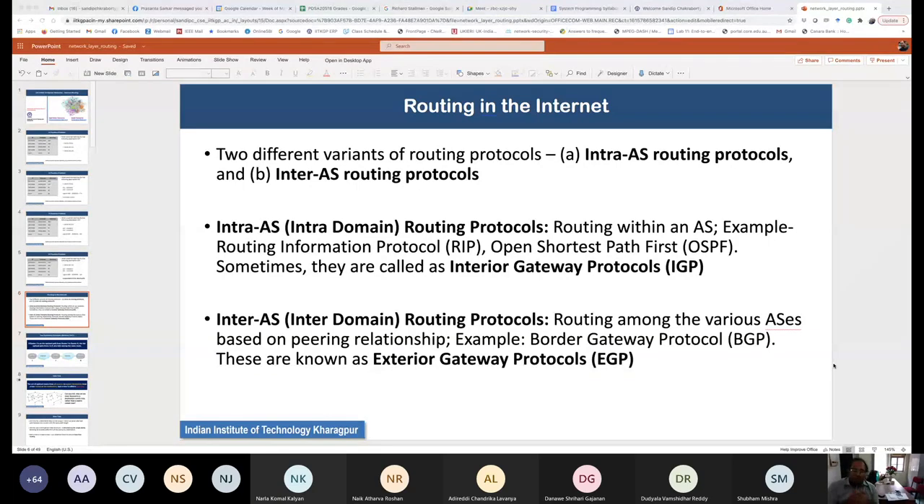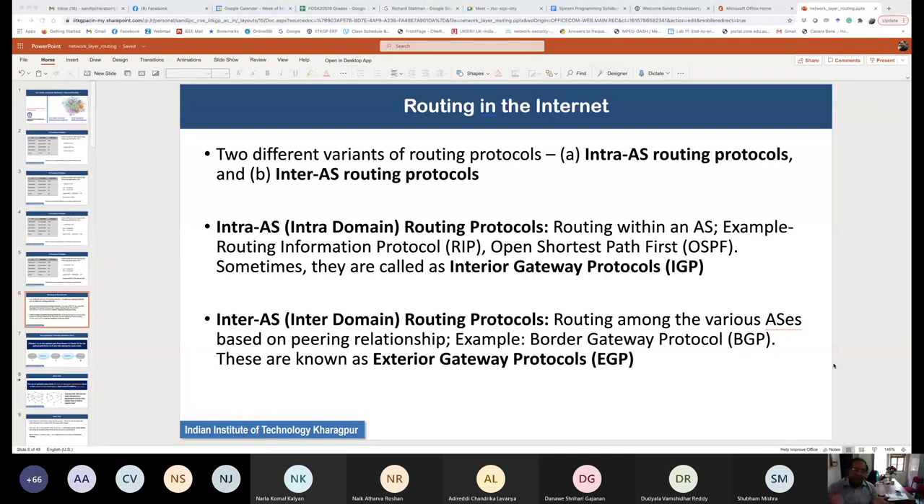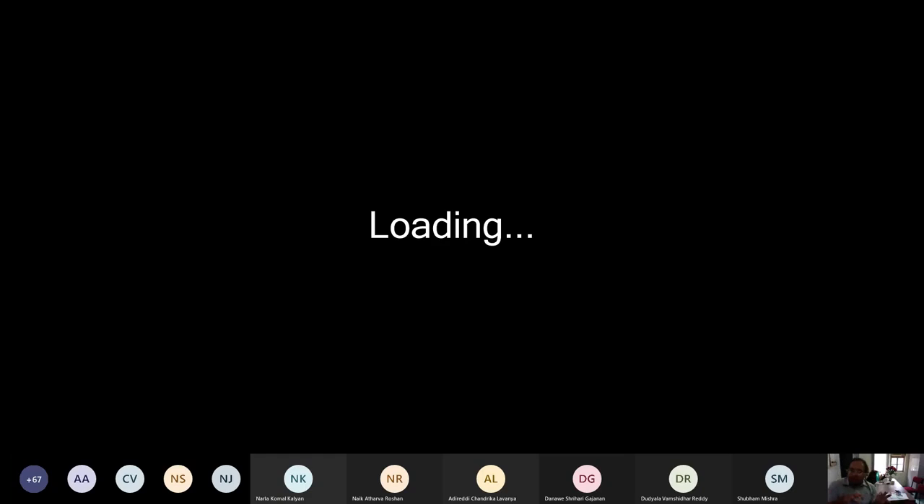There is another class of routing protocols called the inter-AS routing protocol, or sometimes the inter-domain routing protocol. These are the routing protocols which forward packets from one autonomous system to another autonomous system. Based on the peering relationships among the autonomous systems, it dictates how individual autonomous systems are connected, and accordingly decides how to forward the packet from one autonomous system to another. An example of such a protocol is the border gateway protocol or BGP. These protocols are also known as exterior gateway protocols or EGP.